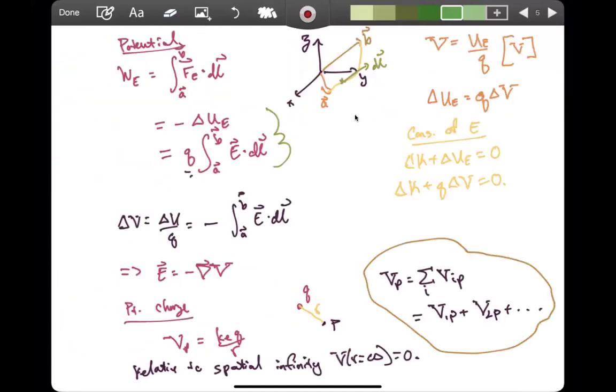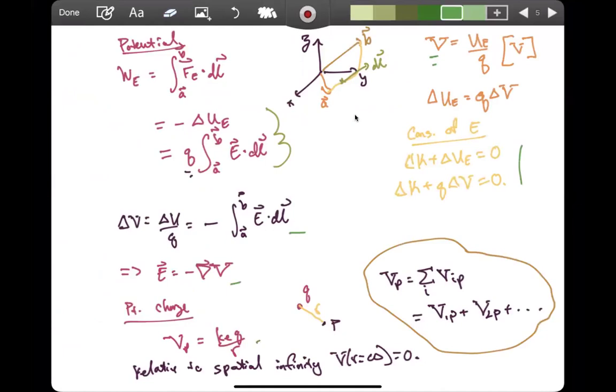So when it comes to potentials, again, we have this. We can define our potential this way. And then we can do conservation of energy again. We can find the potential between 2 points as long as we know the electric field, or if we know the potential, we can find the electric field by taking its derivative. And the potential of a point charge.